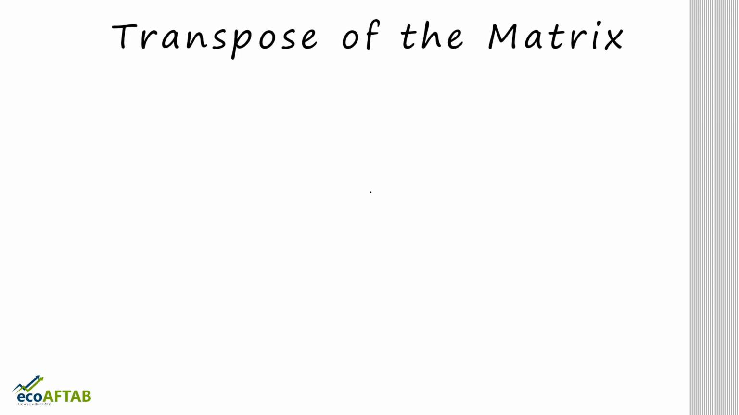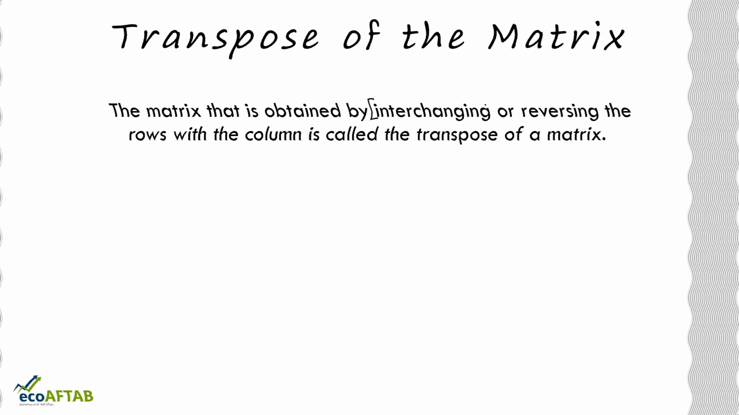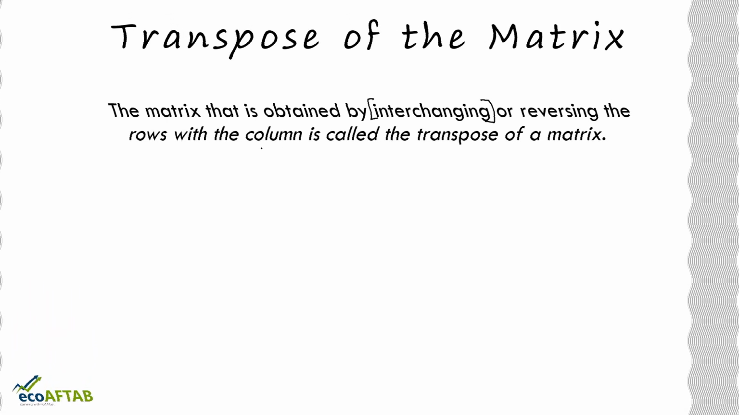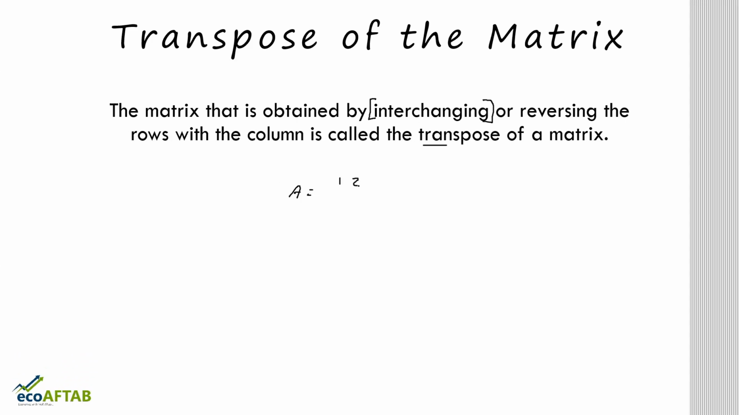Now, we will try to understand transpose of the matrix. The matrix that is obtained by interchanging its rows with the columns is called the transpose. For example, if A is a matrix 1, 2, 3, 4, then when we transpose it, this particular column becomes the row 1, 3, and this particular column becomes the row 2, 4. So this is transposing, when you are interchanging the rows and columns, and this is denoted by A raised to t, that is A^T.